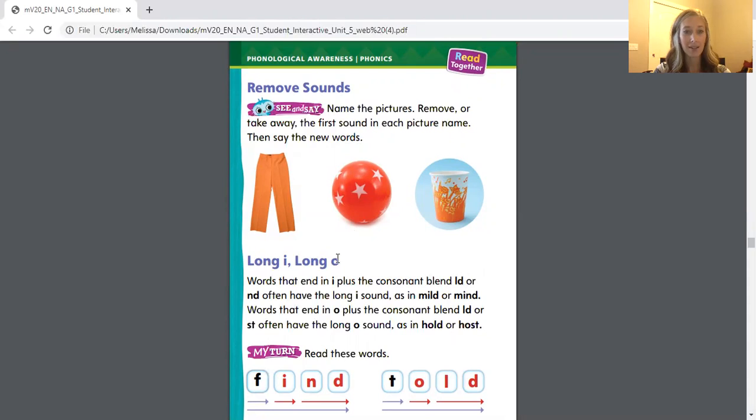All right, now we're going to talk a little bit about the long I and the long O. Remember, long letters say their name. Words that end in I plus the consonant blend LD or ND often have the long I sound, as in mild or mind. So you hear that long I, we see it, and we say its name. Words that end in O plus the consonant blend LD or ST often have the long O sound, such as hold or host. You hear that long O.